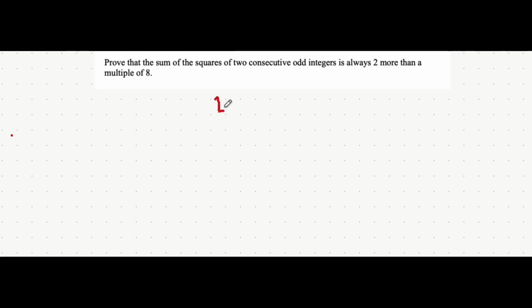So first of all, it's talking about 2 consecutive odd integers. So we know that 2x will always be even because 2 multiplied by any number is always even. If you then add 1 to that, that will be odd because any even number plus 1 is always odd. What's the next odd number after that? Or the next consecutive odd number?